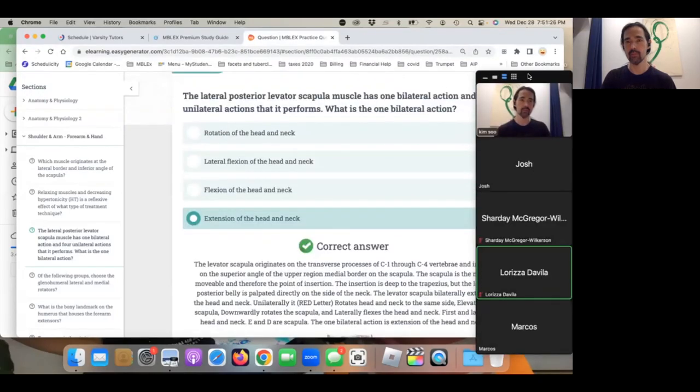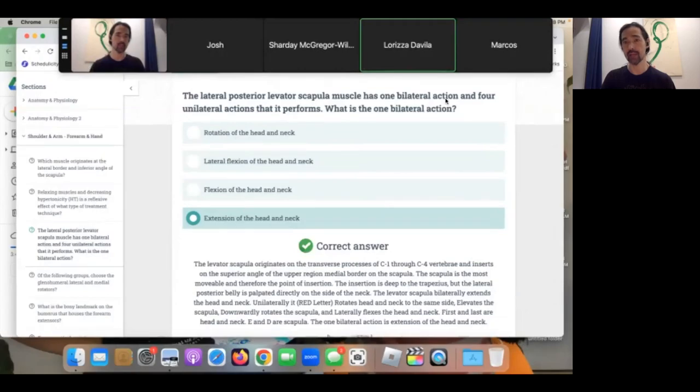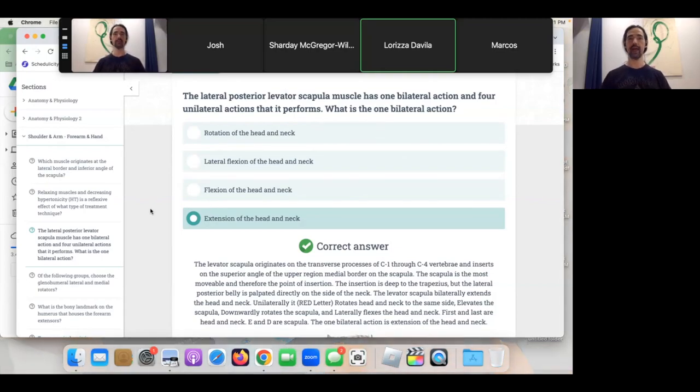The lateral posterior levator scapular muscle has one bilateral action and four unilateral actions that it performs. Can you see that if you know bi and uni, lateral and posterior, and anterior, the question is less intimidating, easier for you to take in and process? I hope so. What is the one bilateral action? So what's the one thing that the levator scapula does bilaterally?